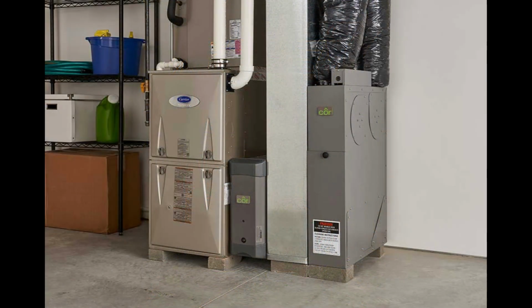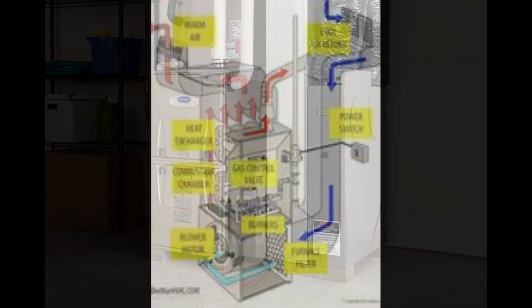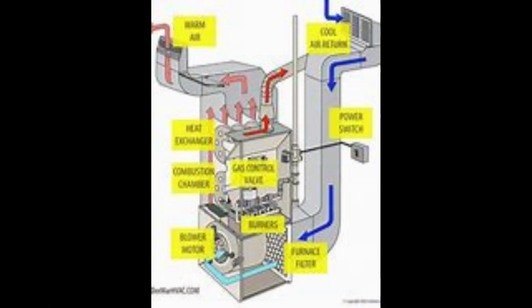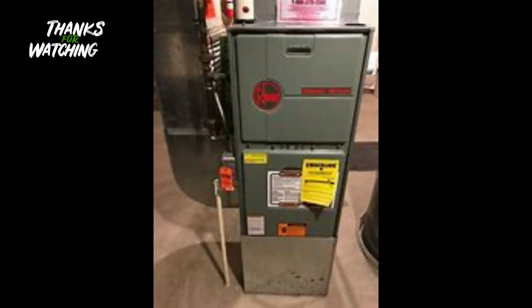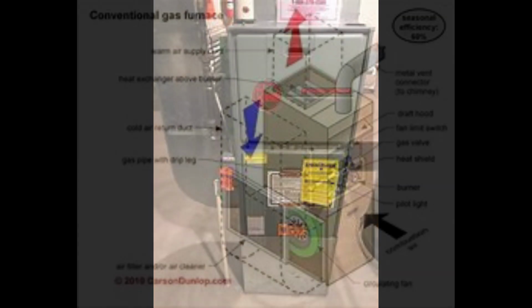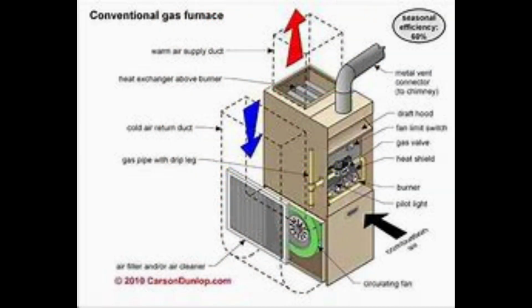Almost all furnaces direct air throughout a building using a blower, which is why they are called forced air furnaces. They can use a variety of fuels to create warmth, including electricity, oil, coal, liquid propane gas, or natural gas. Natural gas forced air furnaces are the most common type of furnace. Keep listening to learn the parts of a gas furnace and how they work to create warmth in a building.